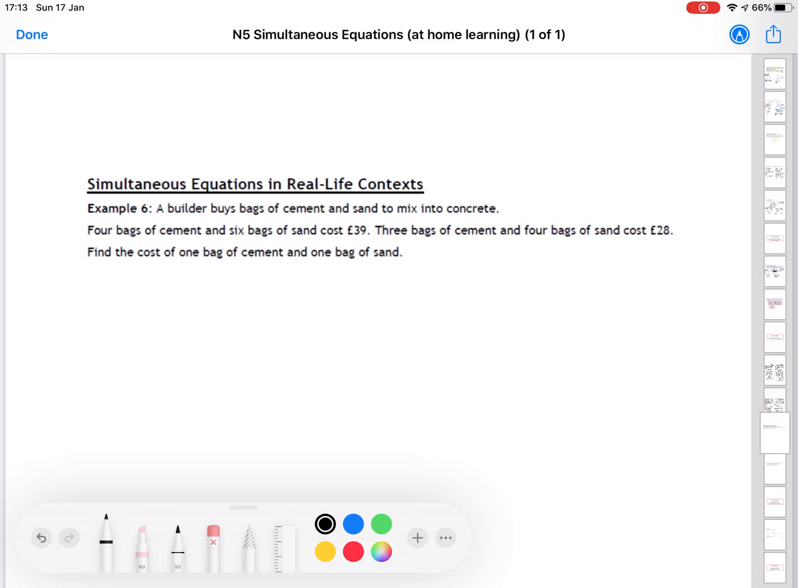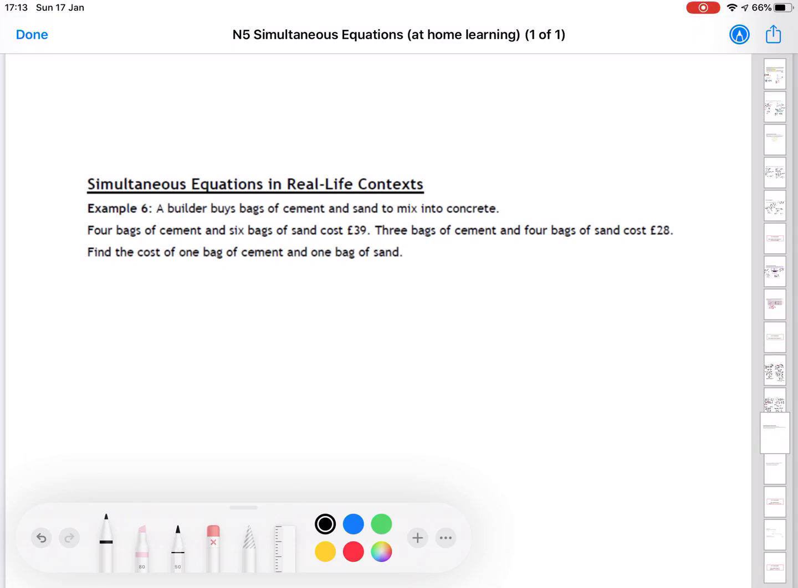So we have example 6 here. A builder buys bags of cement and bags of sand to mix together into concrete. We have 4 bags of cement and 6 bags of sand cost £39. We then have that 3 bags of cement and 4 bags of sand cost £28. And the question is asking us to find the cost of 1 bag of cement and 1 bag of sand.